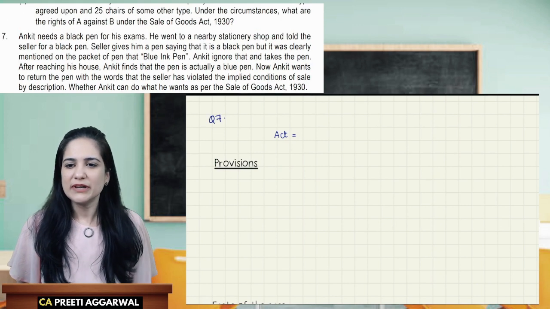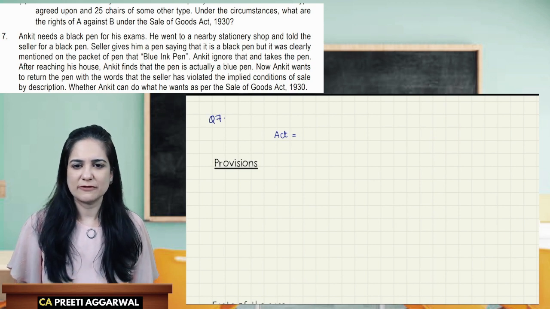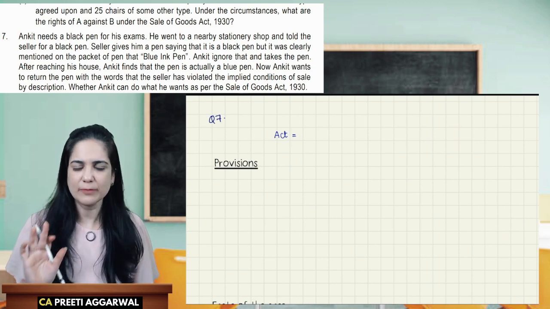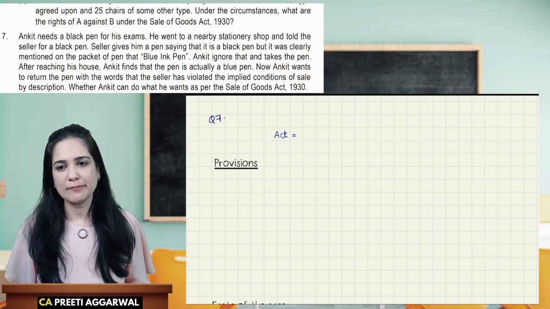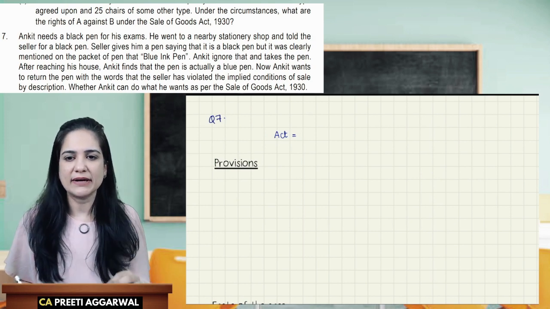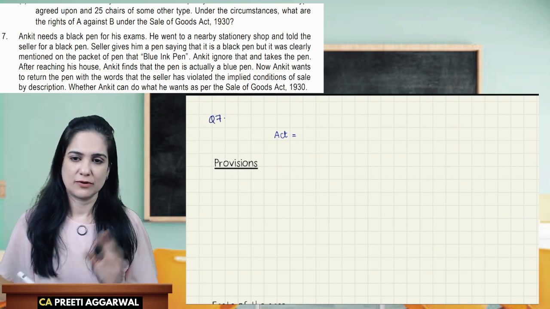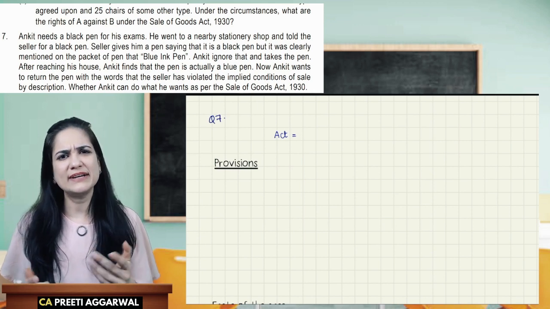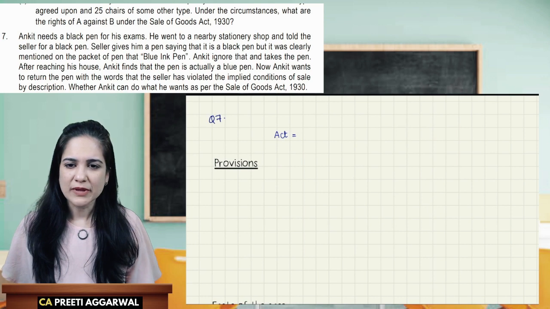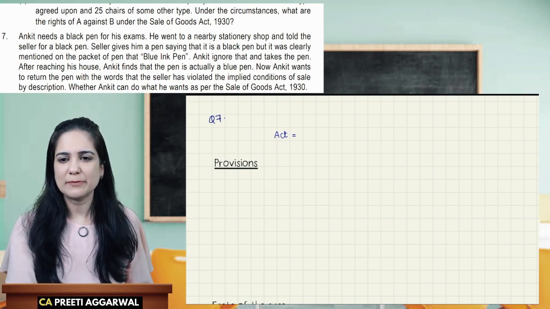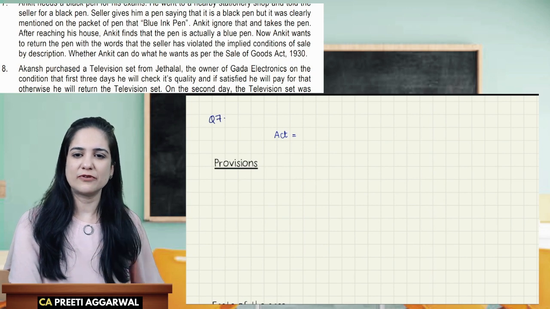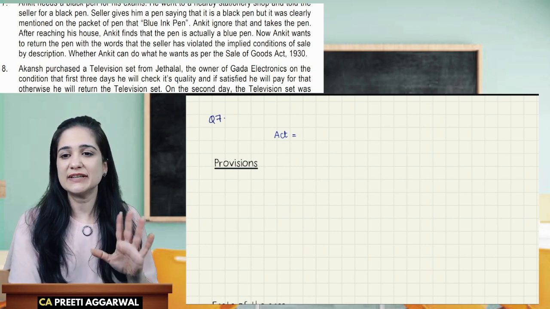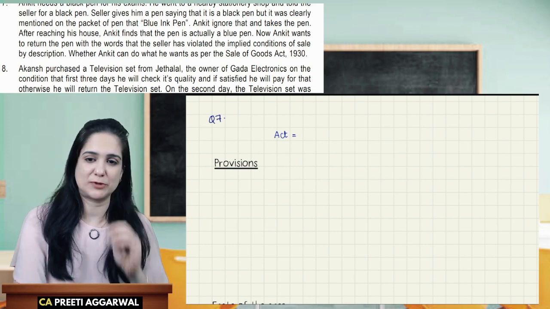So he went to a nearby stationery shop and told the seller he wanted a black pen. The seller gives him a pen saying that it is a black pen, but it was clearly mentioned on the packet that it is a blue ink pen. Ankit ignored that and takes the pen. After reaching his house, Ankit finds that the pen is actually a blue pen. Now Ankit wants to return the pen, saying that the seller has violated the implied condition of sale as per description.